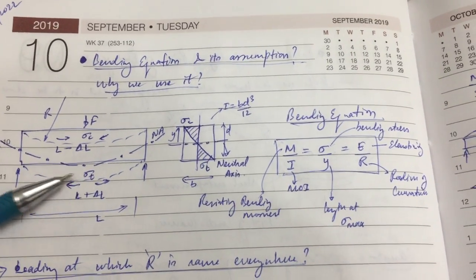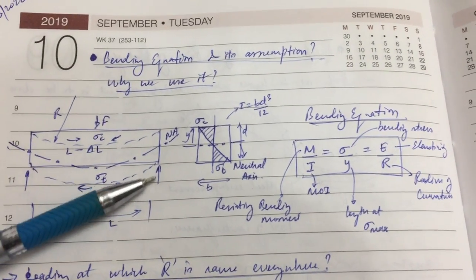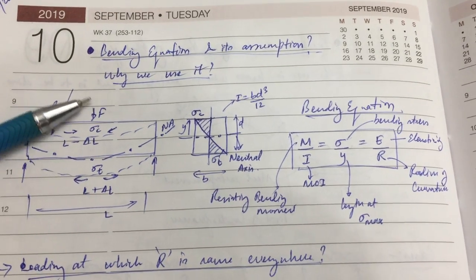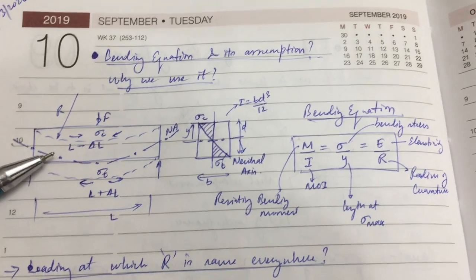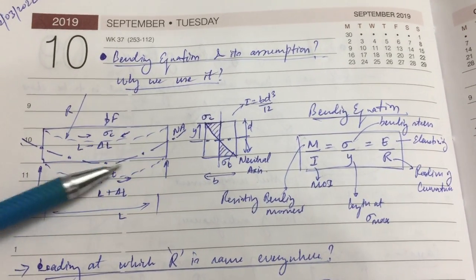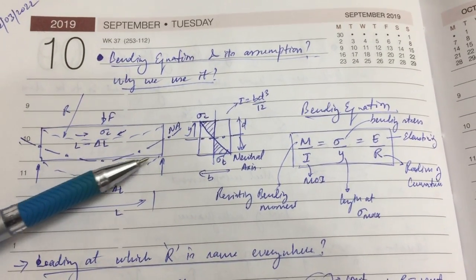So basically, if we have a beam something like this which is simply supported and we have point loads applied here, we can see that the beam will bend like this. Okay, so the beam will bend.